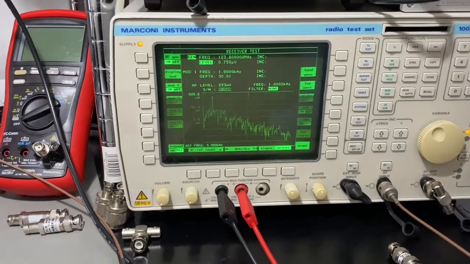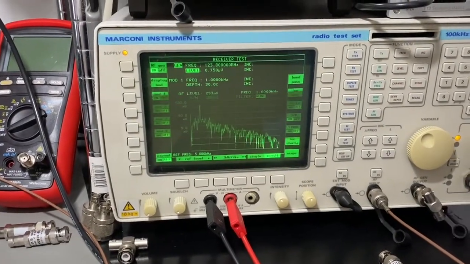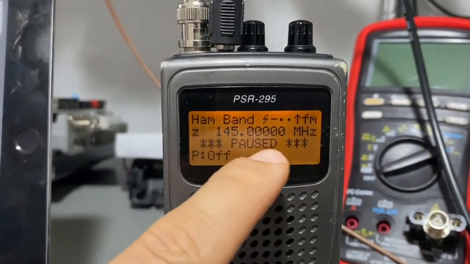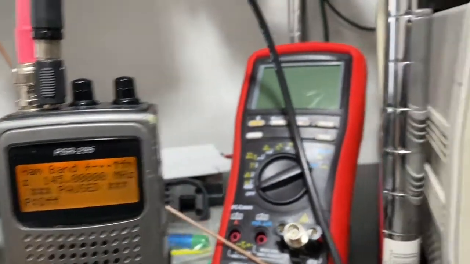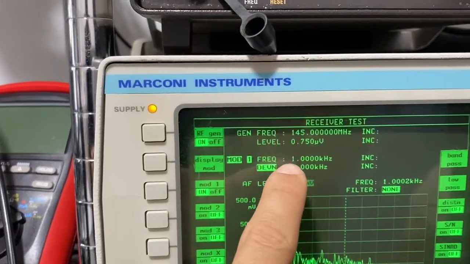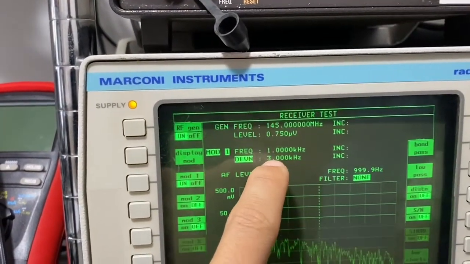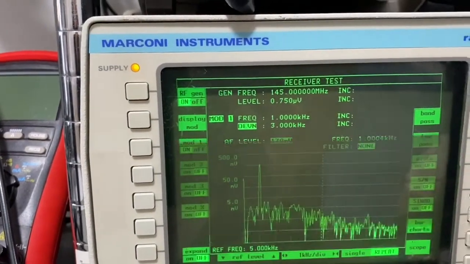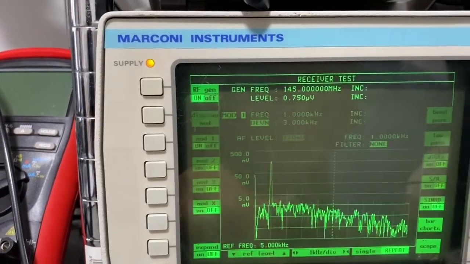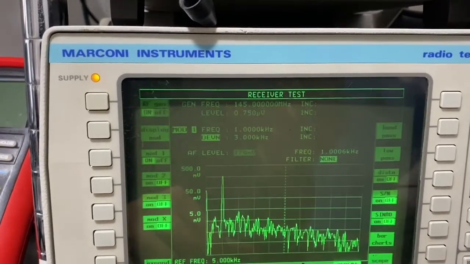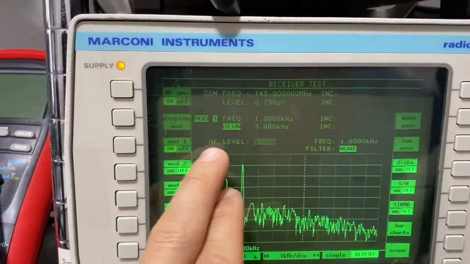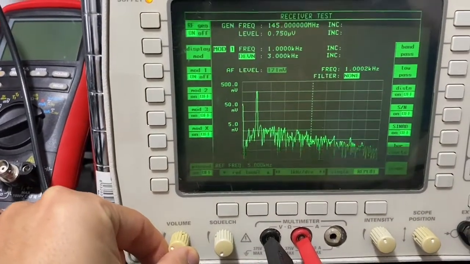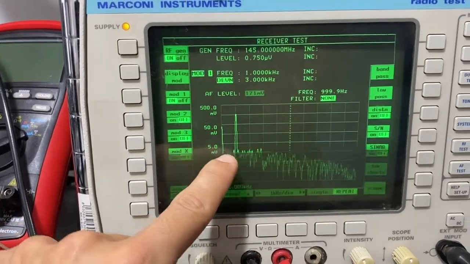Yeah, so let's have a look now at FM SINAD ratio. To do that, I changed to the 2 meter band, 145 megahertz on FM, and we are here set at 145 megahertz, 1 kilohertz tone with deviation at 3 kilohertz. Now modulation is on. You can hear the tone if I bring the volume up, and we can see the tone here.